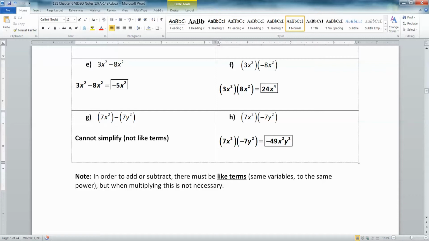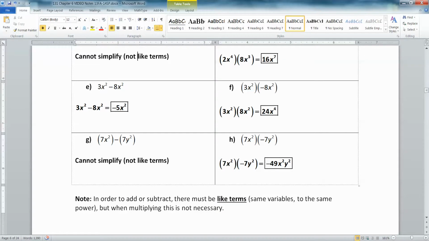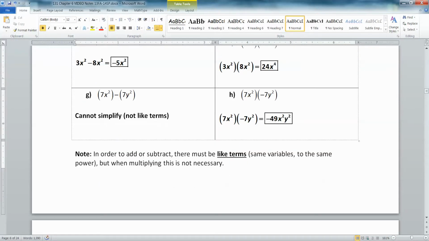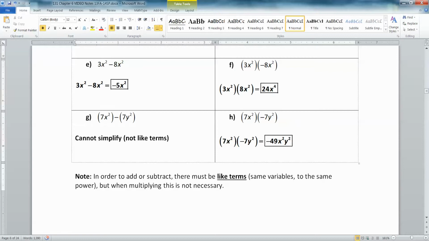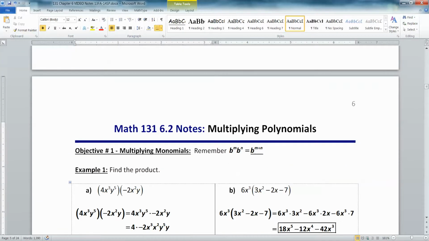Now notice what happened. In order to be able to add or subtract, they must be like terms. That's what happened with G and C. We couldn't do them because they weren't alike. They have to have the same variables and the same powers. G didn't have the same variables. C didn't have the same powers. But when you're multiplying, you don't care, right? You don't need like terms to multiply. You just multiply. Right? That's all that's required. You just have to remember this little rule that we learned in chapter 4.